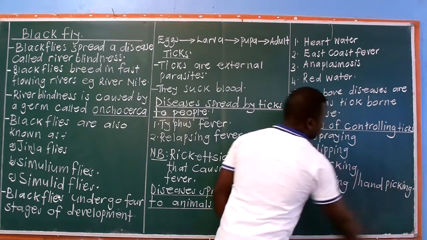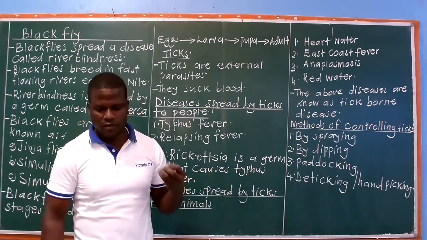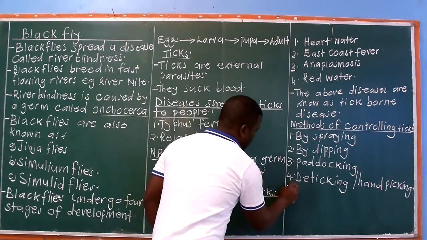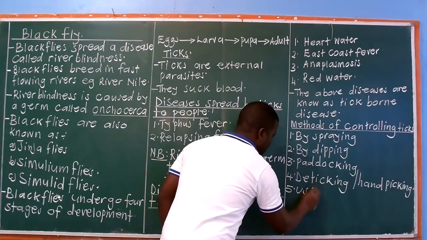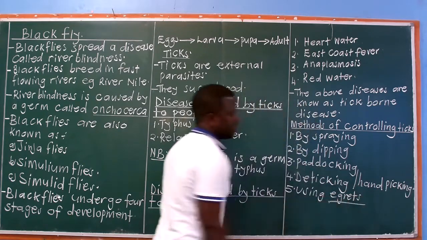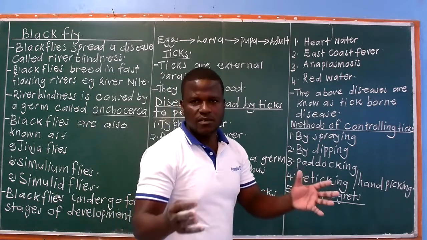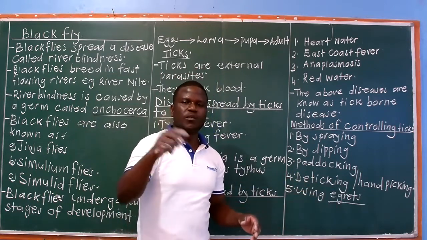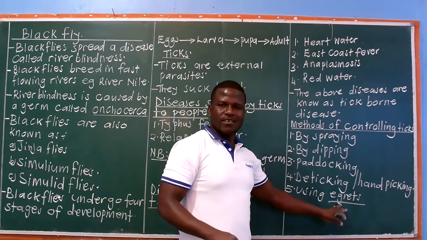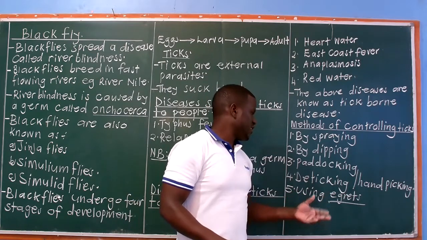Hand picking of ticks: you use your hands to pluck ticks from the bodies of animals and you kill them. Then there's another one, using egrets. Egrets are white birds commonly seen on animals when they are grazing. They eat ticks and other external parasites. So when they eat ticks, they are controlling them.